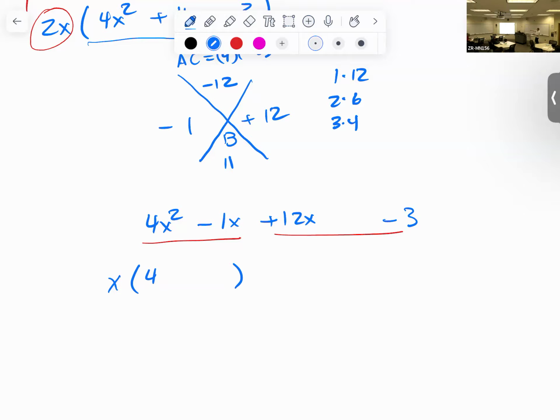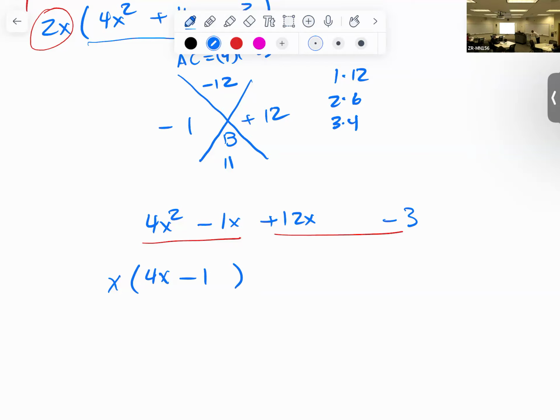No. What am I missing? What do I need to attach to that 4? X times what makes X squared? X times X. So I need another X in there. For the second term, X times what makes -1X? -1. All right, so we have to make sure we have all those pieces in there. Once again, the 1 is in there. A lot of times it's just a placeholder, because even though I wrote that as -1X, it is also written as -X.